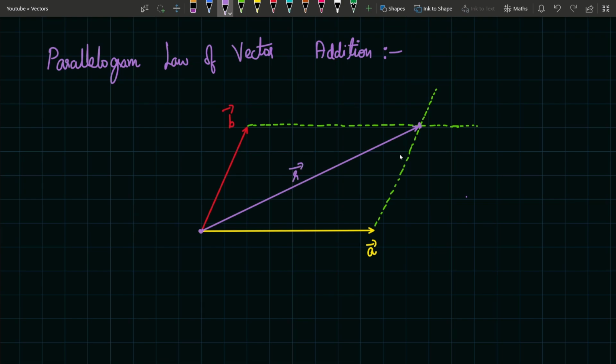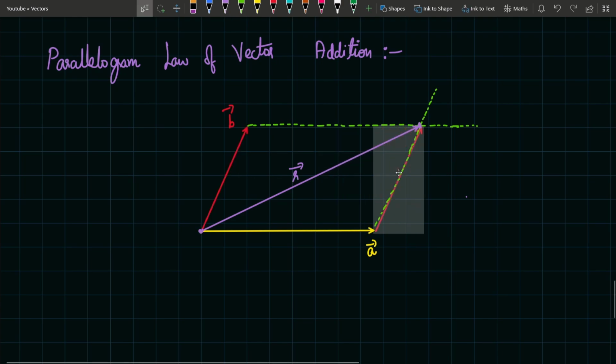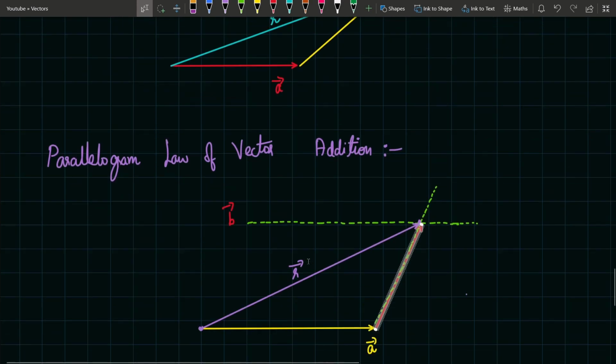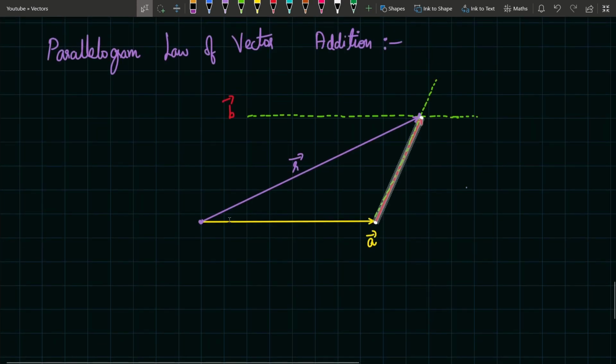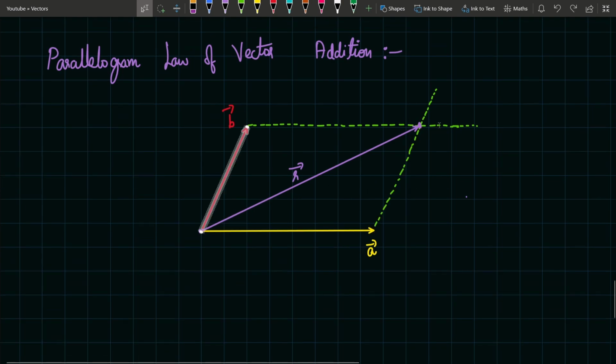So very easy. What's the difference between this law and the triangular law of addition? Basically nothing. It's just a different view of the same thing. For example, if you take the B vector and move it to here, can you see the similarity between this law and this law? Both are the same. So this is nothing but the triangular law of addition. I'm keeping the tail of the second vector on the head of the first vector and getting the same resultant. There is not much difference between the parallelogram law of vector addition and the triangular law of vector addition.